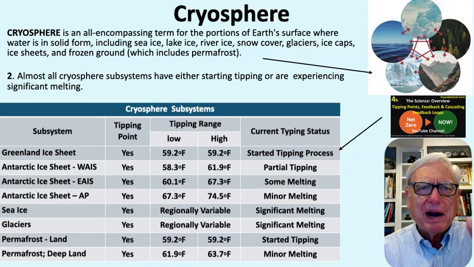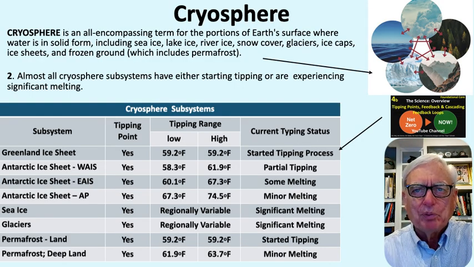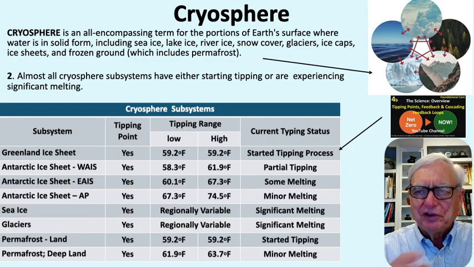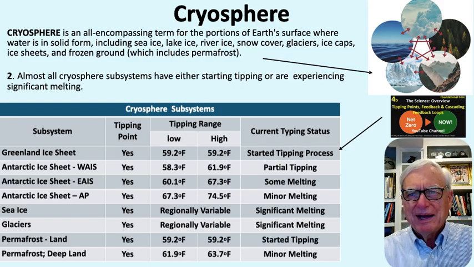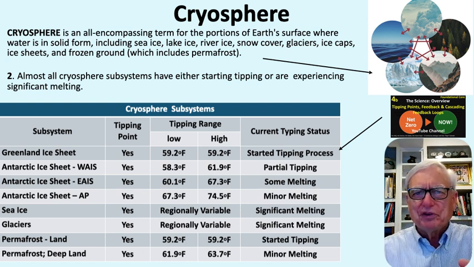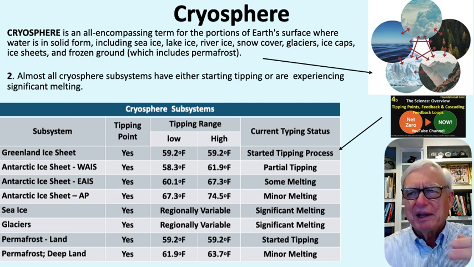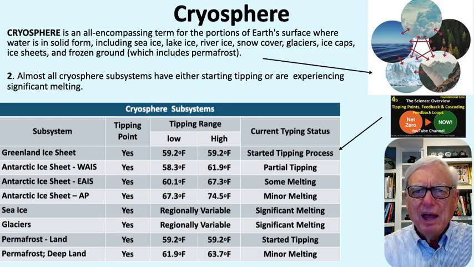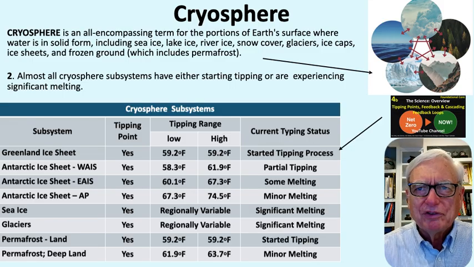Now, if you take a look at the cryosphere here, you look at all the subsystems, you can see that they all have tipping points. The only ones that don't, where I have regionally variable, would be sea ice and glaciers. Each one of these glaciers and each sea ice has a tipping point, okay? But they're all located in different parts of the globe, and so we don't really have a universal tipping point for them like we would for Greenland or Antarctica, etc. So I just showed them as regionally variable, but that doesn't mean they don't have tipping points.